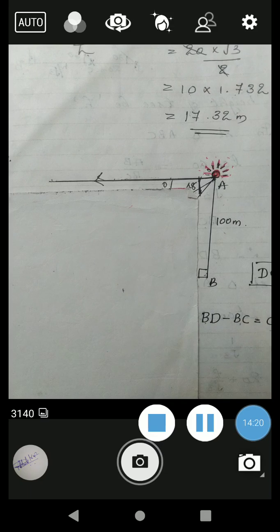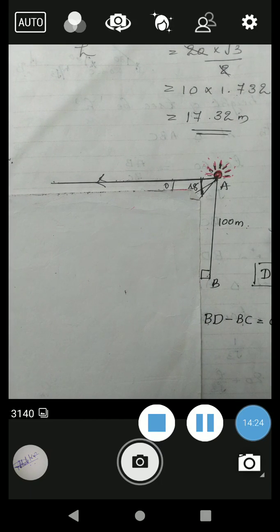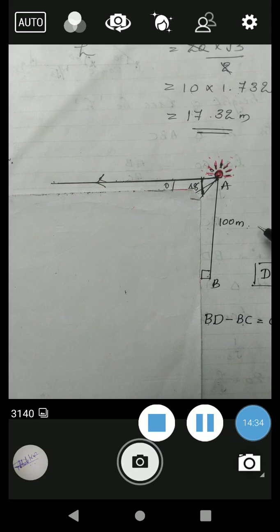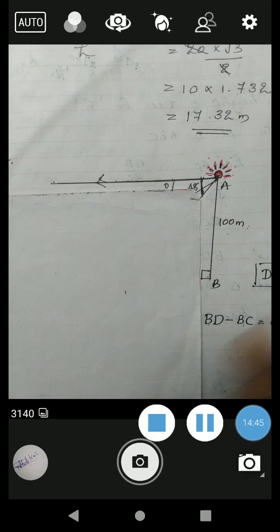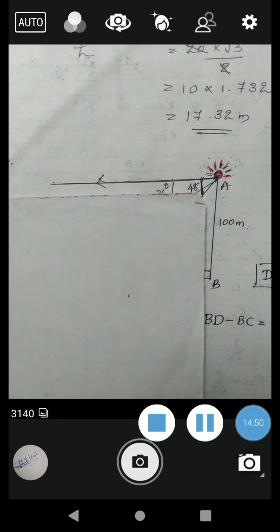Now AB is the lighthouse, 100 meter high. We can write that here. The angles of depression of two ships are observed as 48 degree and 36 degree respectively. Find the distance between the two ships. First case, the ships are on the same side of the lighthouse. Now you can see angle of depression of two ships are observed as 48 degree and 36 degree.